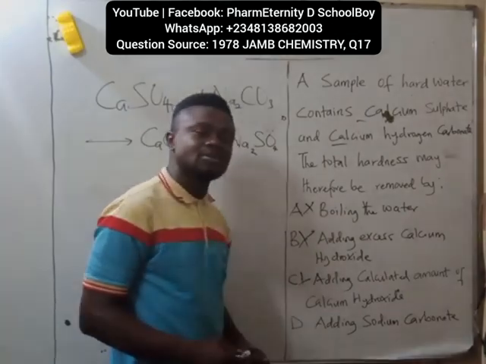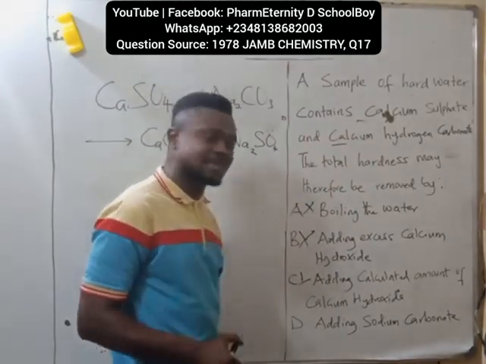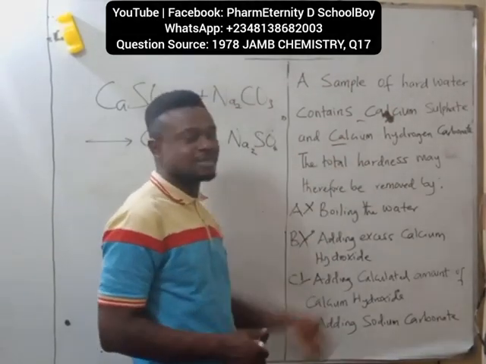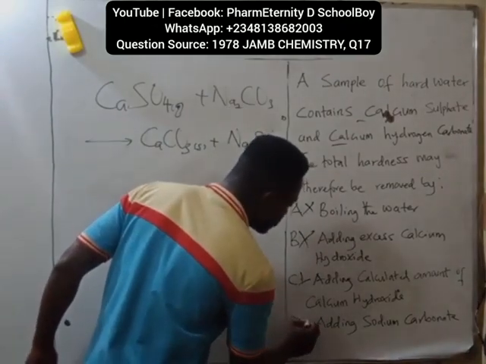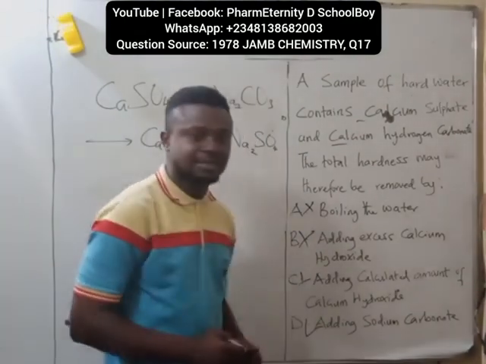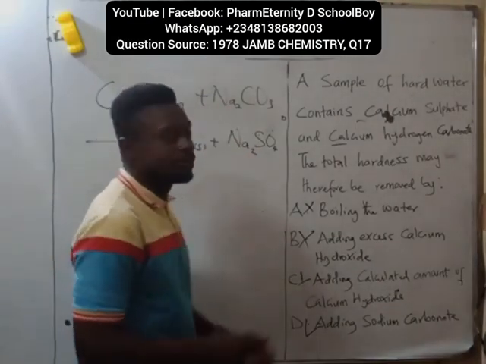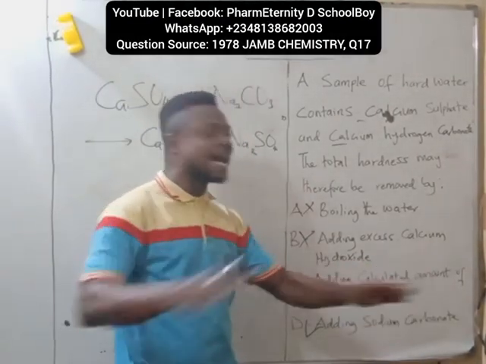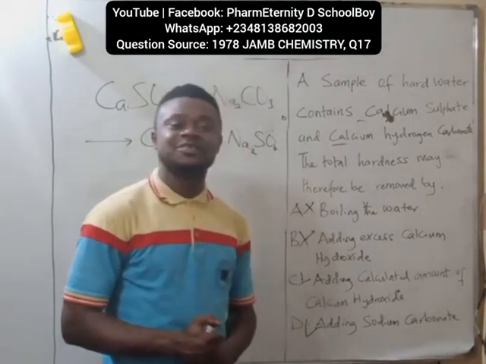Then adding sodium carbonate. Once you add sodium carbonate here, it will dismantle everything. Calcium carbonate will just come out. So the answer is adding sodium carbonate. Once you add it, total hardness will be removed.